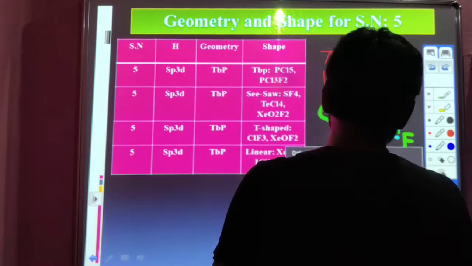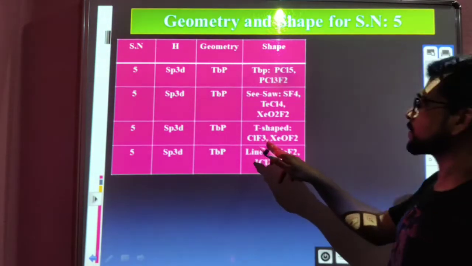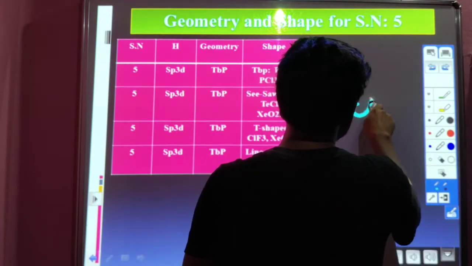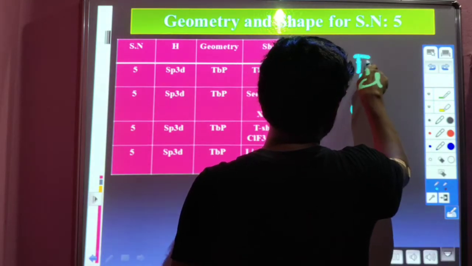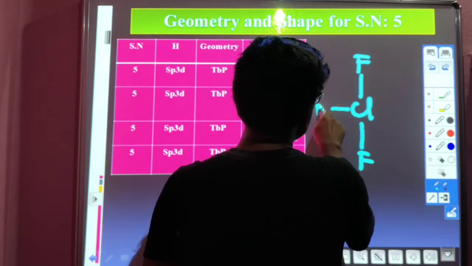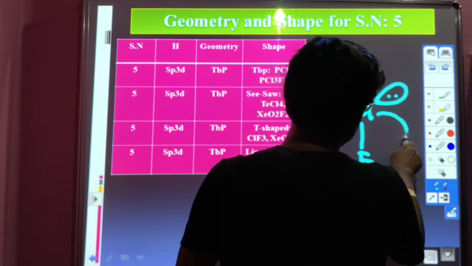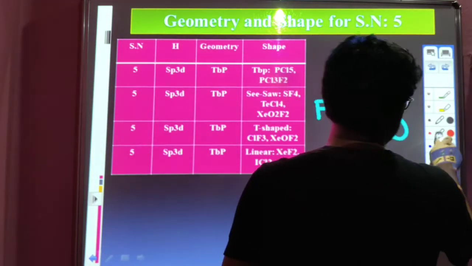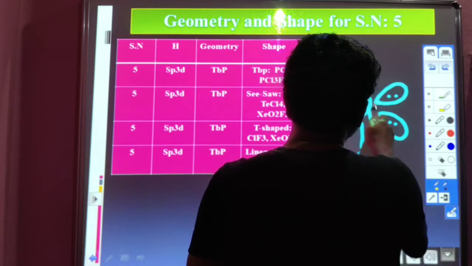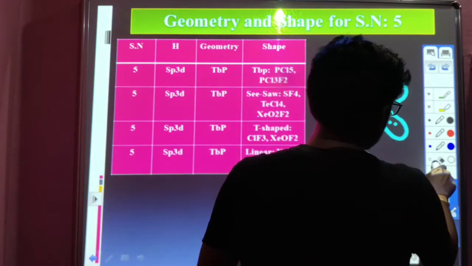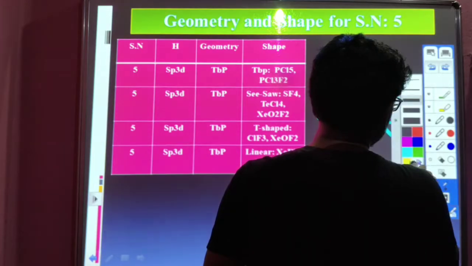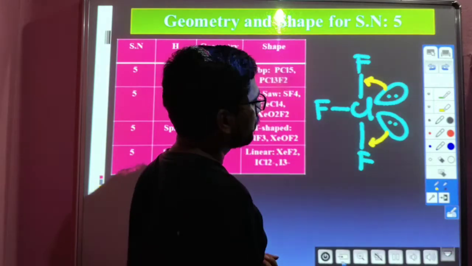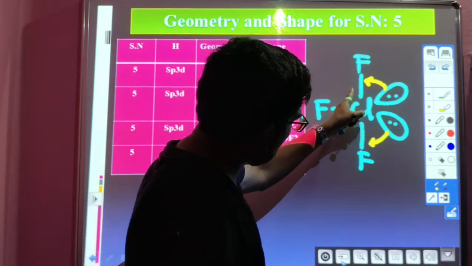Okay, now next move to ClF3. Already ClF3 I have discussed. Now let me show you here. This is Cl. This is F. This is F. One lone pair of electrons. See, the lone pair will repel this bond pair, and this also repels the bond pair. So here the angle won't be 180 degrees.